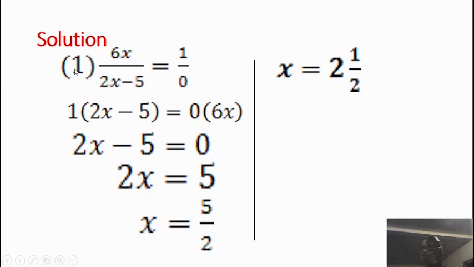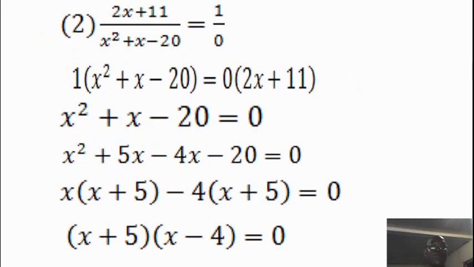Solution: we just equate the expression given to you to 1 over 0 and use your cross multiplication to help yourself. When 1 multiplies this, we shall get 2x minus 5, and when 0 multiplies 6x, we get 0. Solving will leave us with x equal to 5 over 2, which is actually equal to 2 and a half. Remember, whatever you see, you write it down. Be very careful. Any error that you observe, try as much as you can, based on my explanation, to put it in order. Next one.